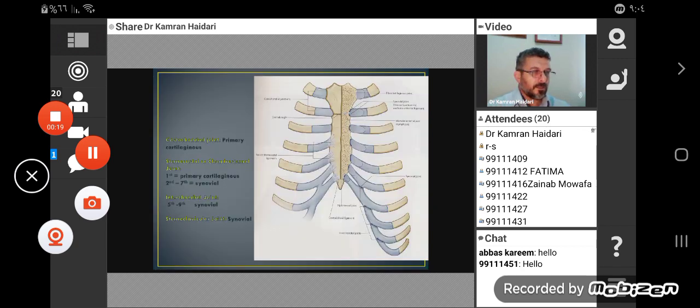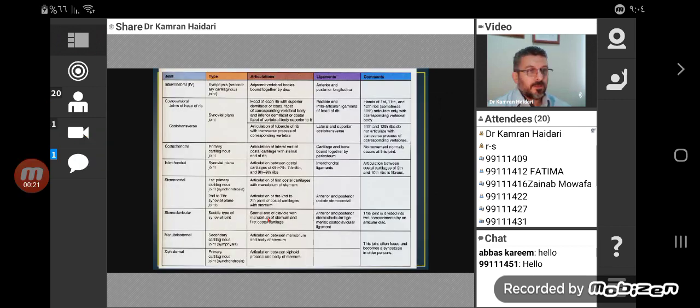In this picture, in this table, you can see different types of the joints of the thorax. For example, the intervertebral joint is a symphysis type or secondary cartilaginous, but most of the joints in the thorax are synovial, and you can see, for example, the costotransverse joint. Okay, this is a synovial plane joint.